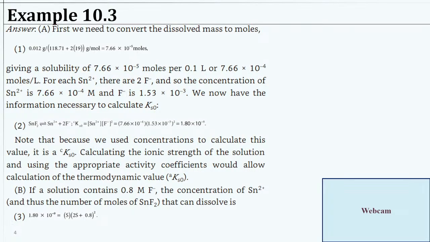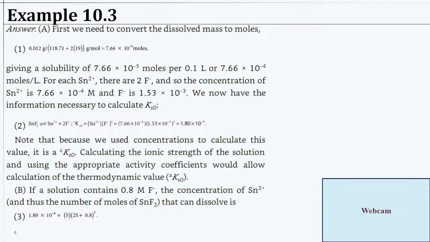Part B. So let's see. So picking up right here, note that because we use concentration, we could correct for ionic strength if you want to. Part B then says if a solution contains 0.8 moles per liter of F-, well, the concentration of Sn2+, and thus the number of moles of SnF2 that can dissolve, essentially here what we're going to do is take that 0.8, essentially they're going to set up the ion activity product.